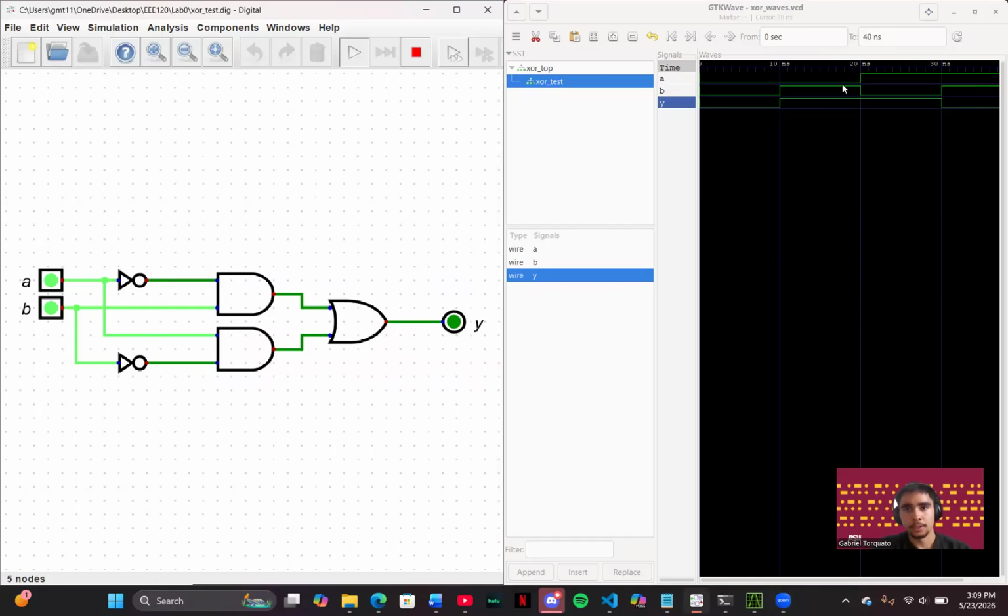You can see here in our JTK wave, right here. In the first example, none of them are on, so Y is off. Second example, B is on, so Y is on. Third example, A is on, so Y is on right here. And the fourth example, both A and B are on and Y is off.